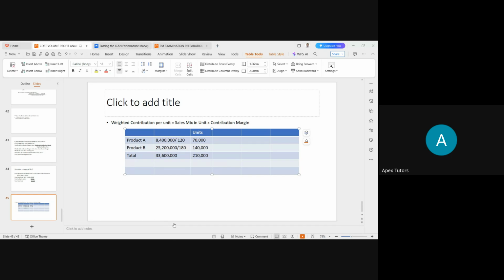210. So what is the ratio of product A to the total? The ratio of units A to the total. The ratio will be what? 70 divided by 210. You have what as ratio?